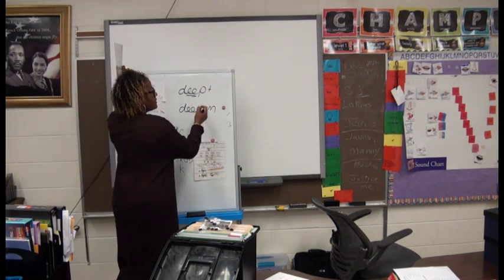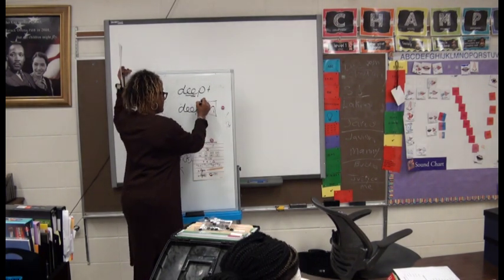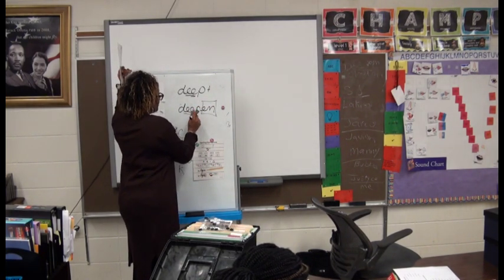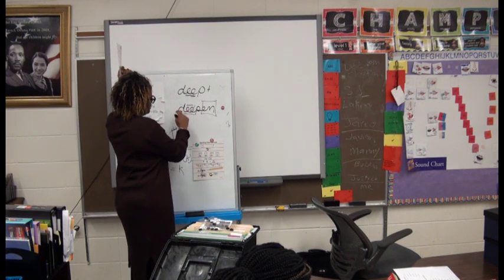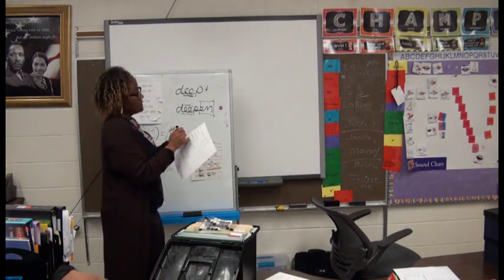Now let's go ahead and code it. When we code it, we're going to box the E-N, underline the digraph, and put a macron over the E because it's long. Deepen. Let's do one more word.